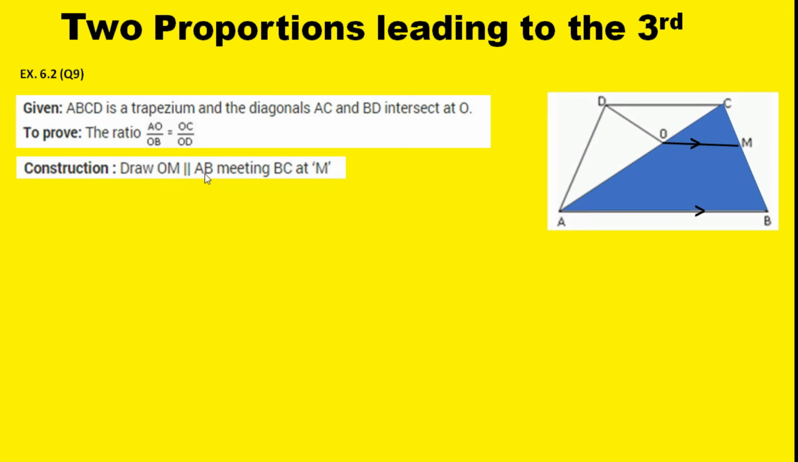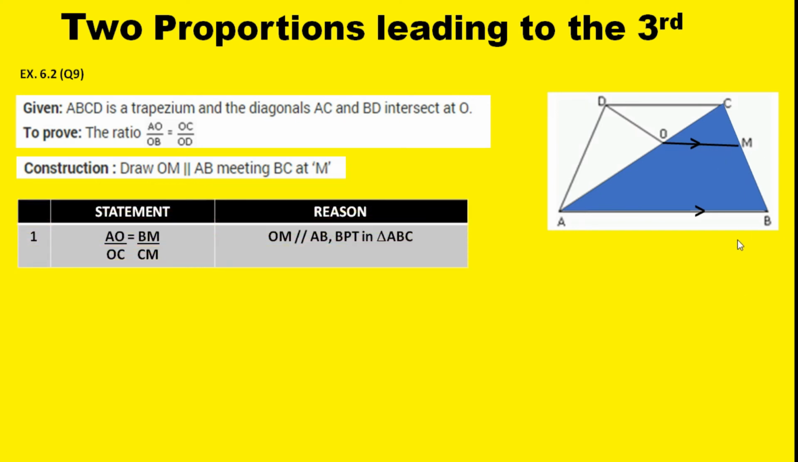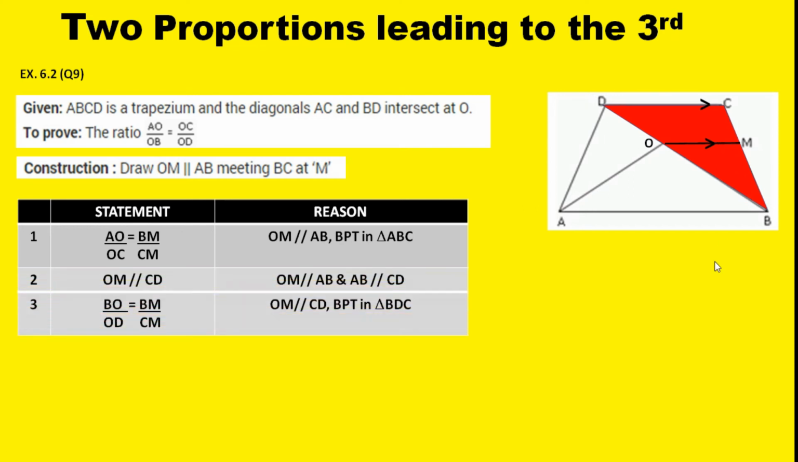So we make OM parallel to AB such that it meets BC at M. And we apply BPT only in this triangle, the blue triangle. So we have AO upon OC is equal to BM upon CM. That is our statement number 1. Now we shade the red triangle and we apply BPT in this triangle. So we have BO upon OD is equal to BM upon CM. So OM is parallel to CD.